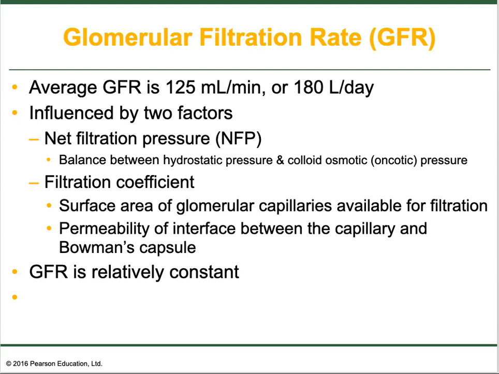And as long as your mean arterial blood pressure stays between 80 and 180, GFR generally stays the same at around 180 liters per day. The control of GFR is primarily done by regulating the blood flow through renal arterioles. That means if we change the resistance of the renal arterioles, whether it's the afferent arteriole or efferent arteriole, we can change the renal blood flow, how much blood goes into the kidneys.